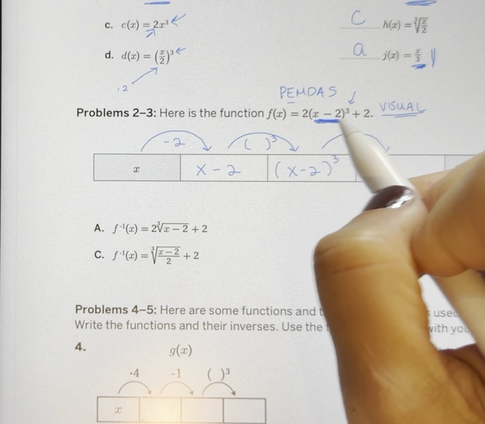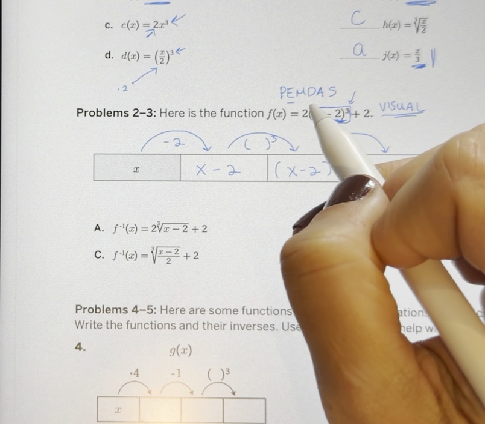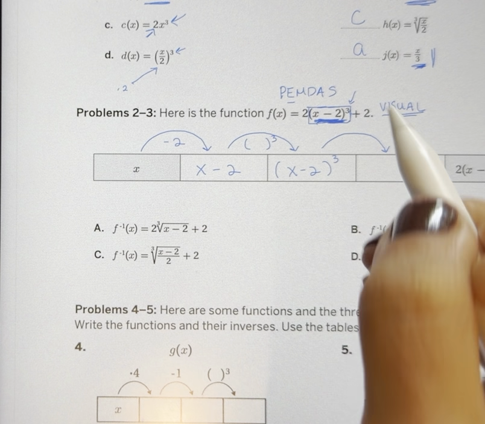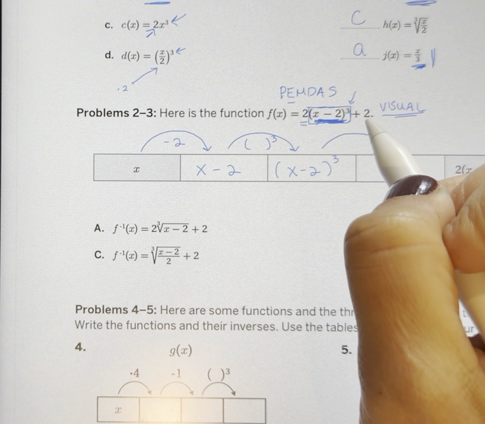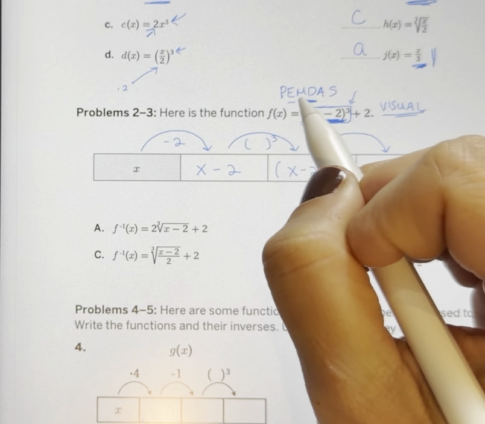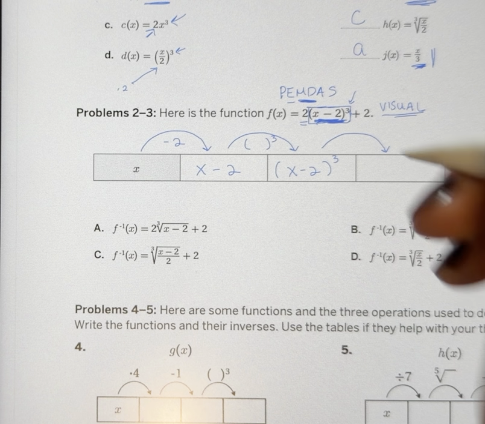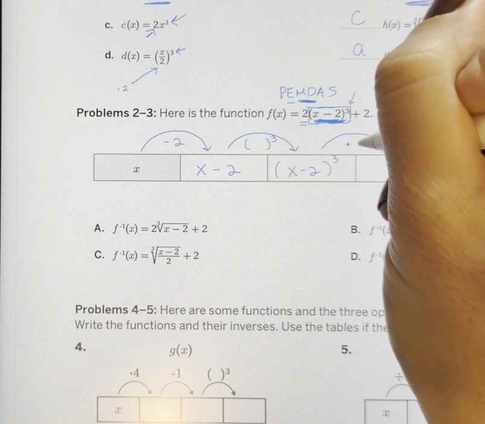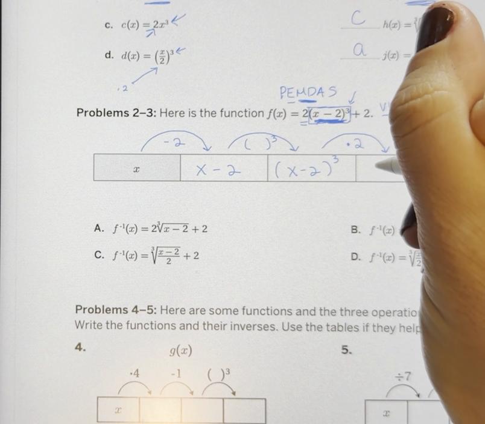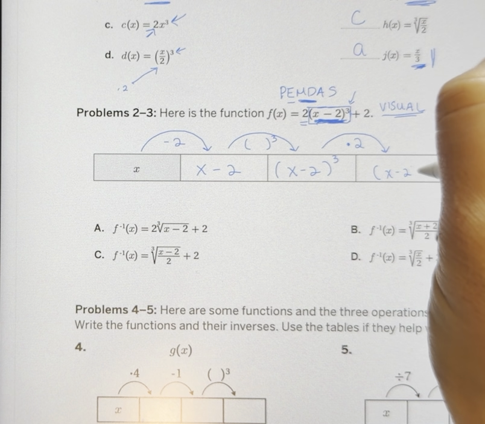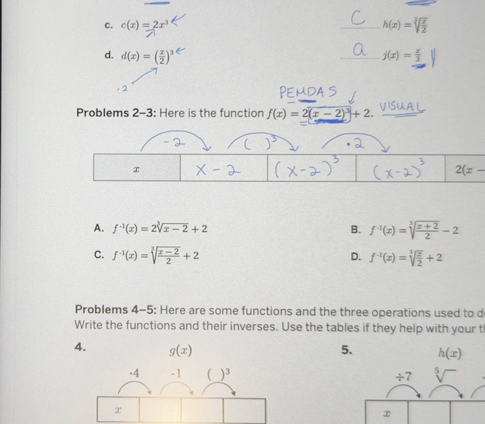Now, what's happening to the x minus 2 cubed? It's getting multiplied by 2. All right? You might say plus 2, but don't forget, PEMDAS tells us the multiplication counts first. Okay? So now we're getting times 2. So I'm going to copy down my previous step and then just multiply it by 2.